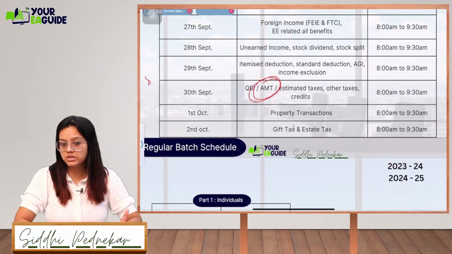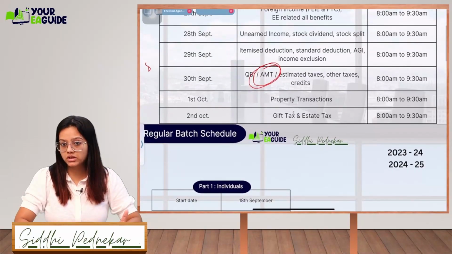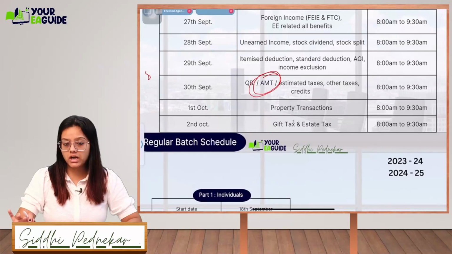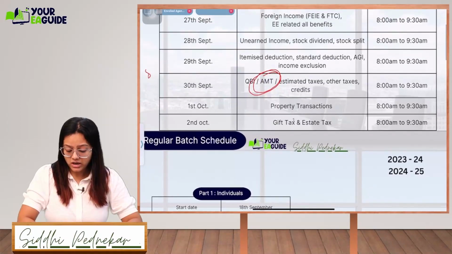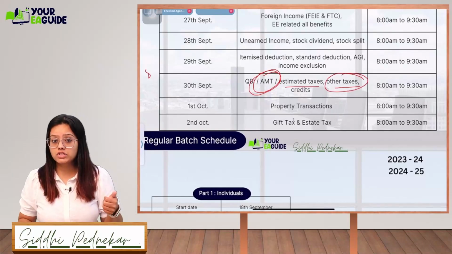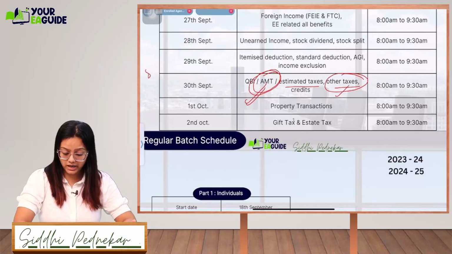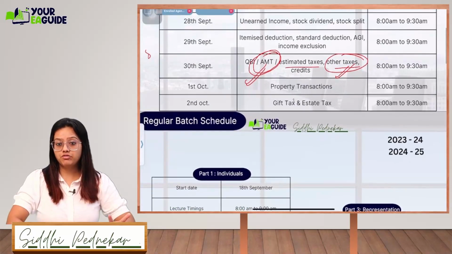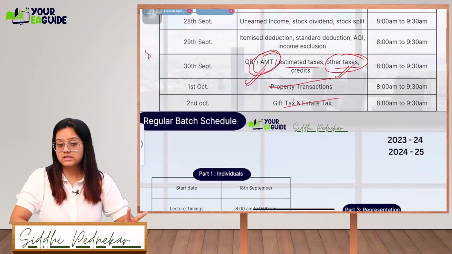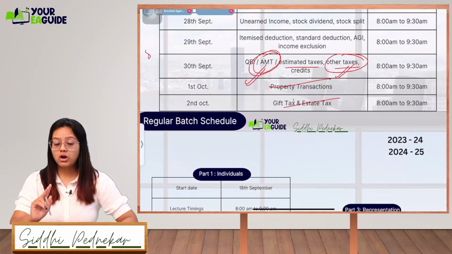I think AMT we have missed. Just let me know in the chat box if we have missed the AMT or not. Estimated tax is done. Other taxes, yeah, we have done net investment income, all those small taxes. Yeah, AMT is also left along with that. So these 2 topics are left. Property is done, gift and estate is done. These 2 topics are just left.